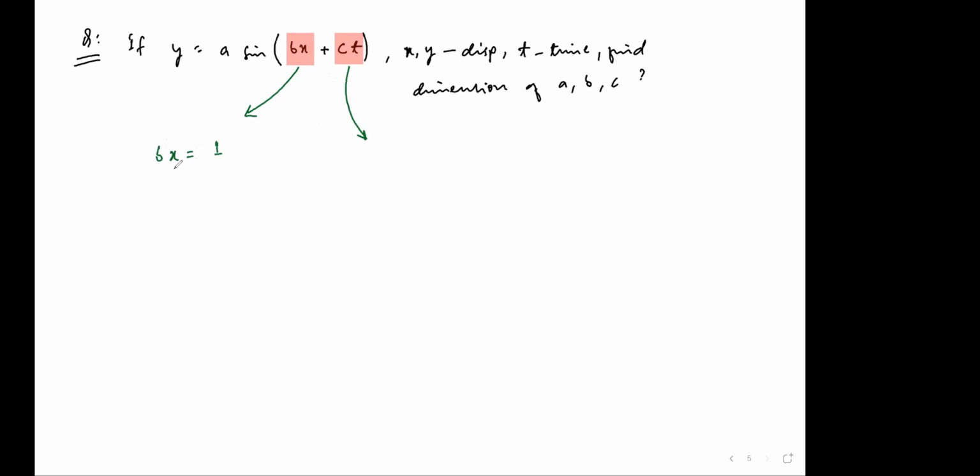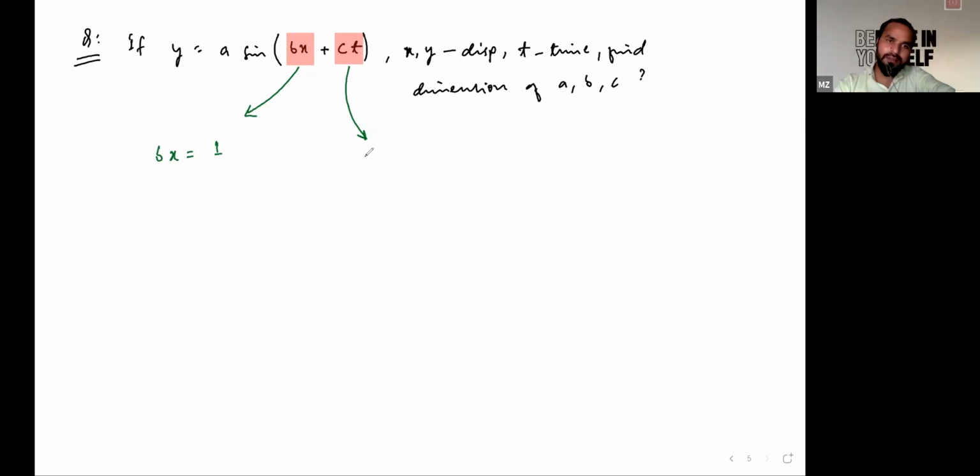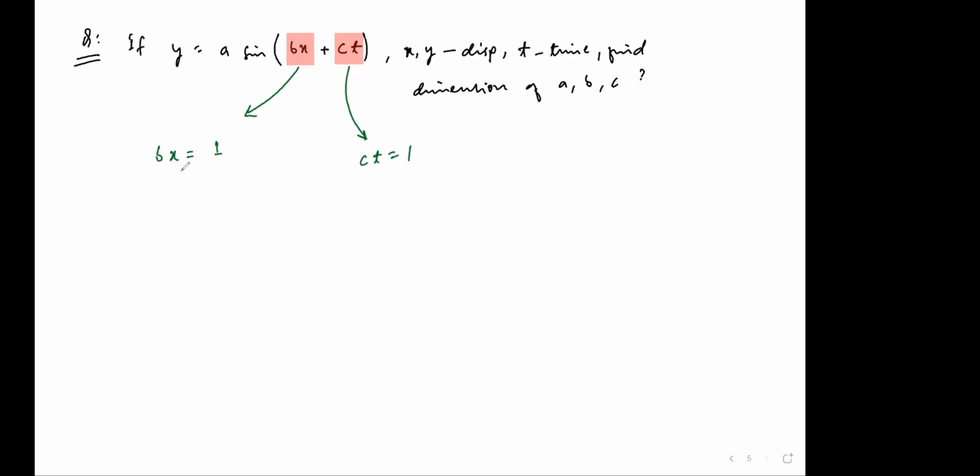Sir, what about the bx? It has an angle, so it will be equal to 1. What about ct? It would be dimensionless, again equal to 1, and it is also representing an angle itself. Because maybe someone will say that t is time.